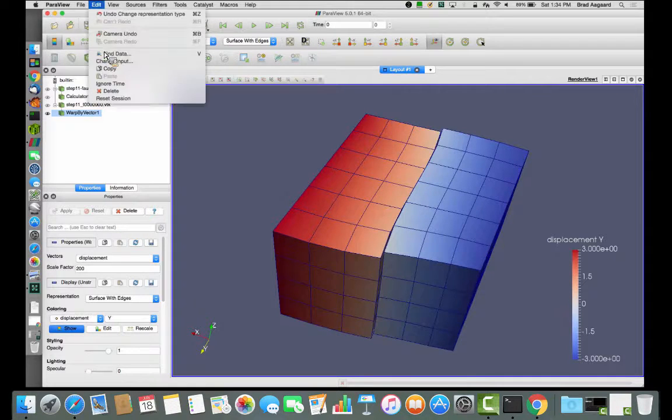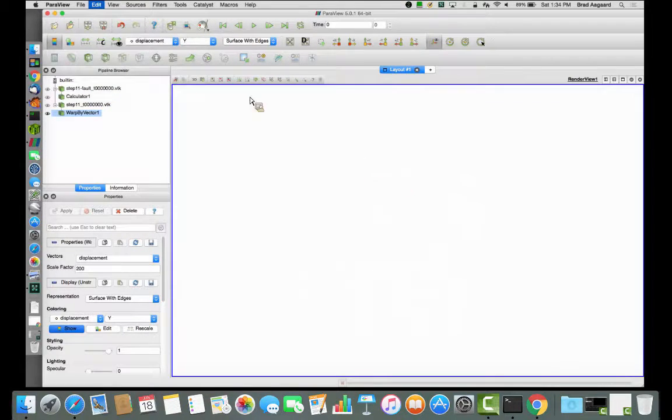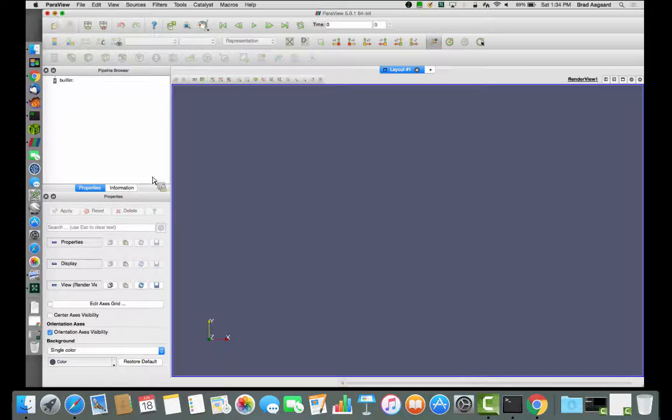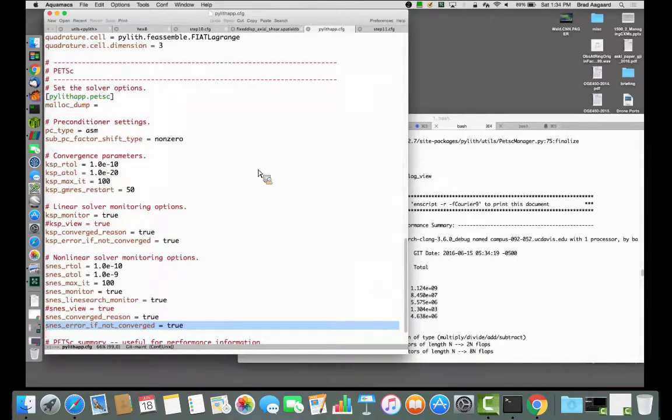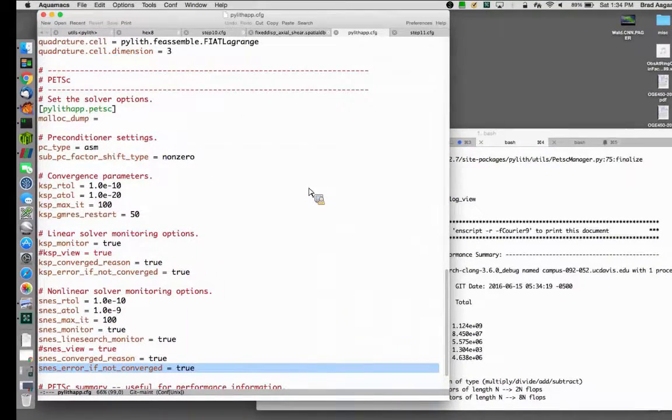Okay, let's do one more where we're going to do a quasi-static simulation, where we'll start out with the boundaries and slowly move the boundaries until the fault starts to fail. And let's see.